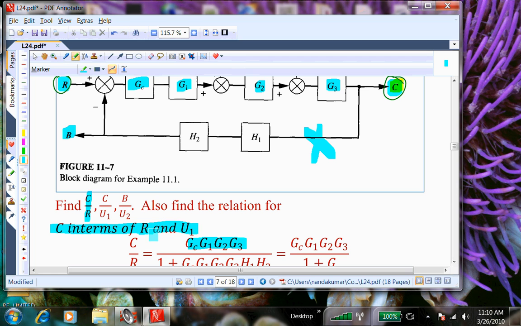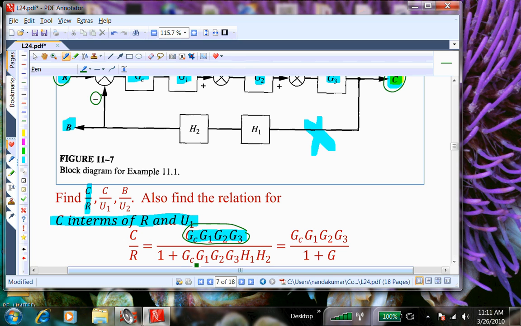We will do that. So to just get C versus R, it is the entire product of all the transfer functions in the forward path, which is GC, G1, G2, G3, divided by, you look at this sign, this is a negative feedback, so it is 1 plus the entire product in the loop. So in addition to GC, G1, G2, G3, you also have H1 and H2. So that is your effective transfer function.